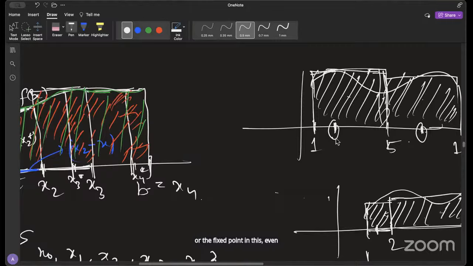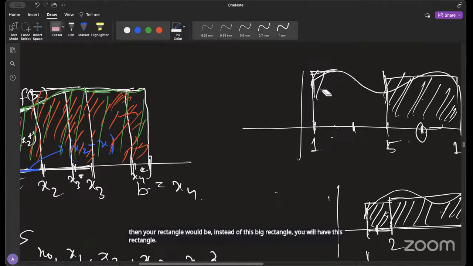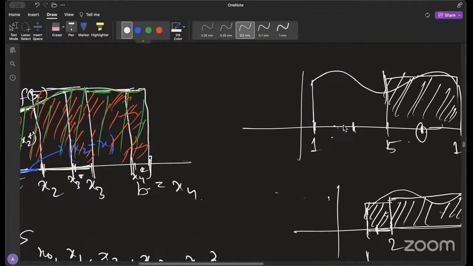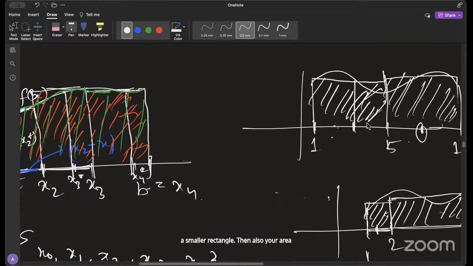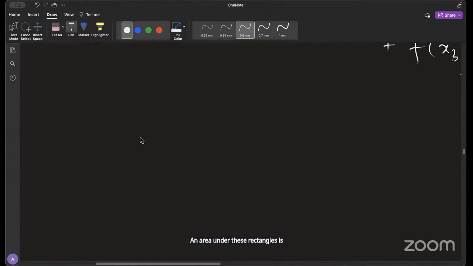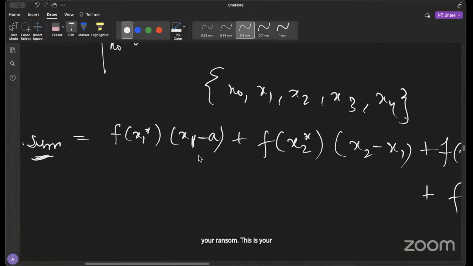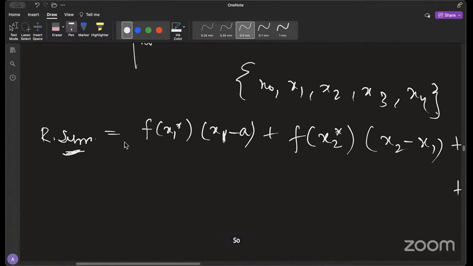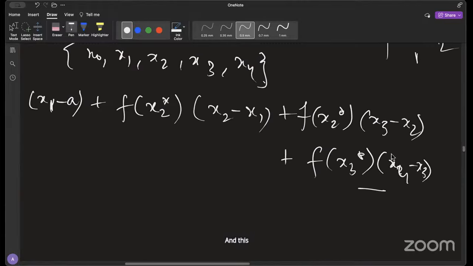Even if you change this point, instead of this point, if you take this point, then instead of this big rectangle, you will have this rectangle, a smaller rectangle. Then also your area under the rectangles is going to change. And area under these rectangles is your Riemann sum. This is your Riemann sum. So for Riemann sum, you need four things.